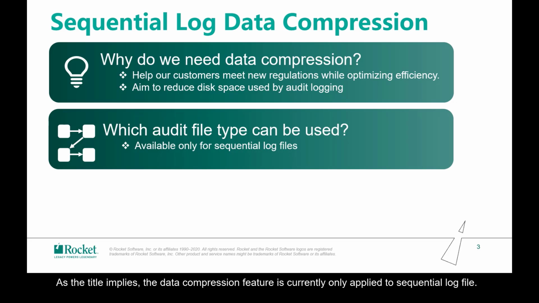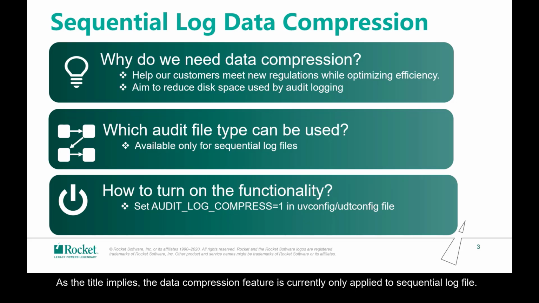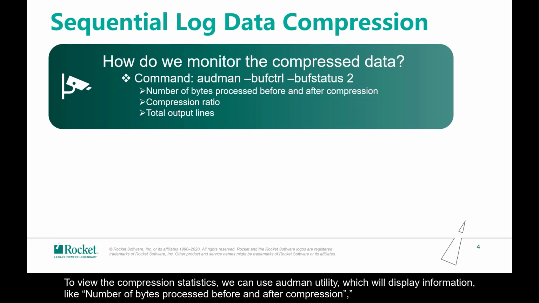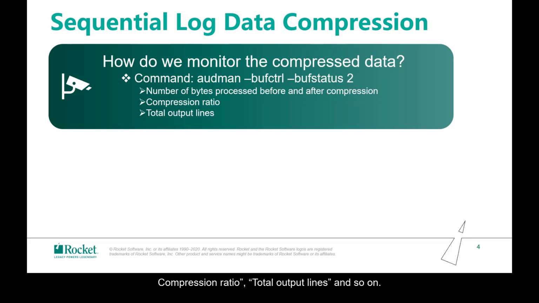As the title implies, the data compression feature is currently only applied to sequential log files. To use the compression feature, it's very simple. Just turn on audit log compress in the uv.config file or ud.config file. To view the compression statistics, we can use the Altman utility, which will display information like the number of bytes processed before and after compression, compression ratio, total output length, and so on.